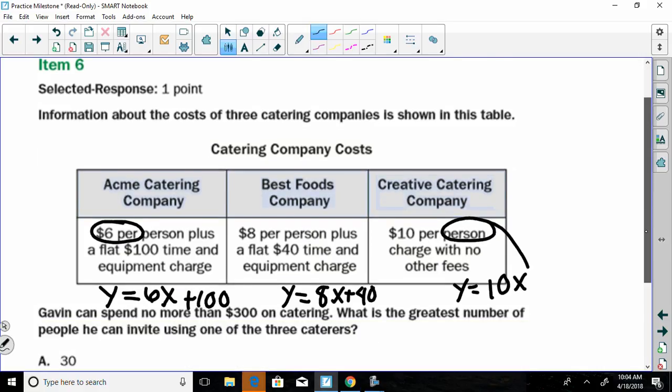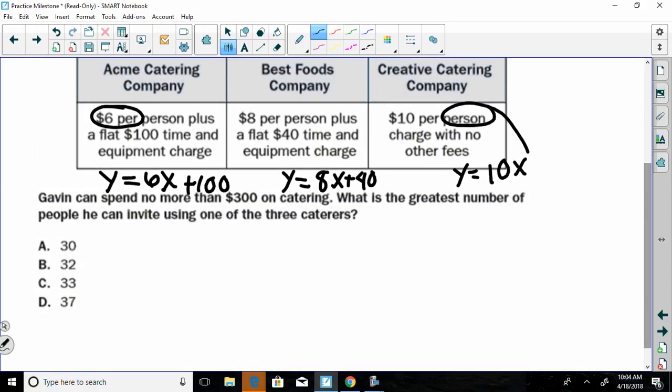So they're saying right here that Gavin can spend no more than $300 on catering, right? So it's got to be $300 or less. So there's a few different options that I can do. First, it says, what is the greatest number of people? So there's some of these that will work, but he wants to know what is the greatest number of people I can invite using one of the companies.